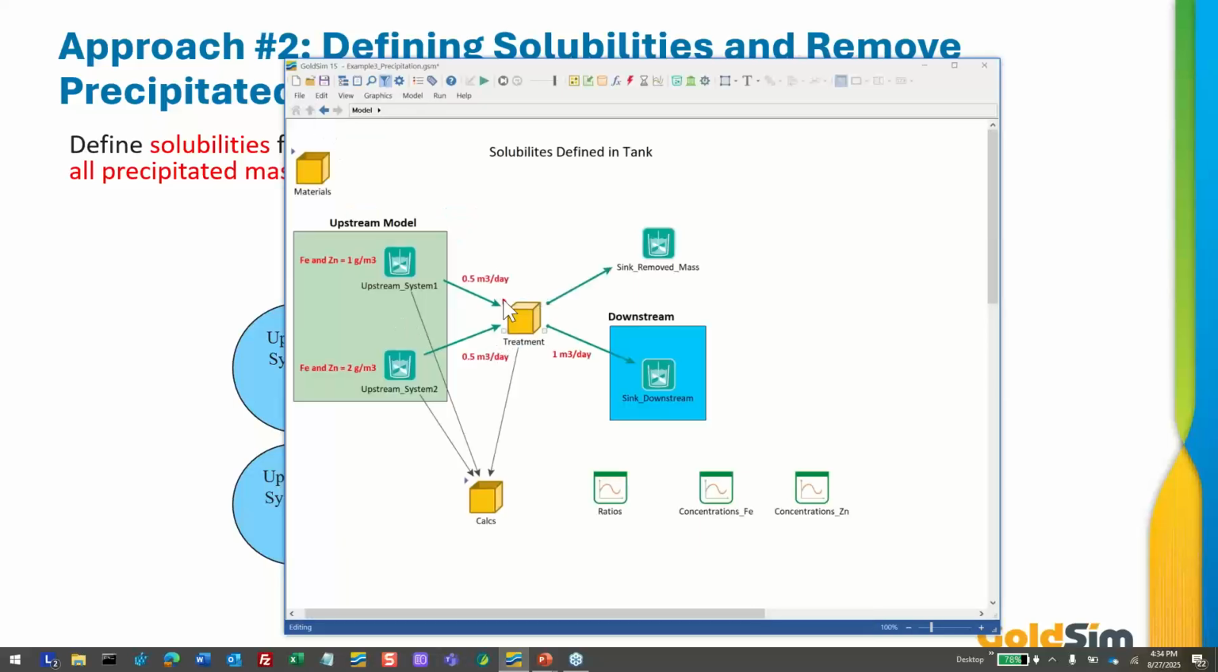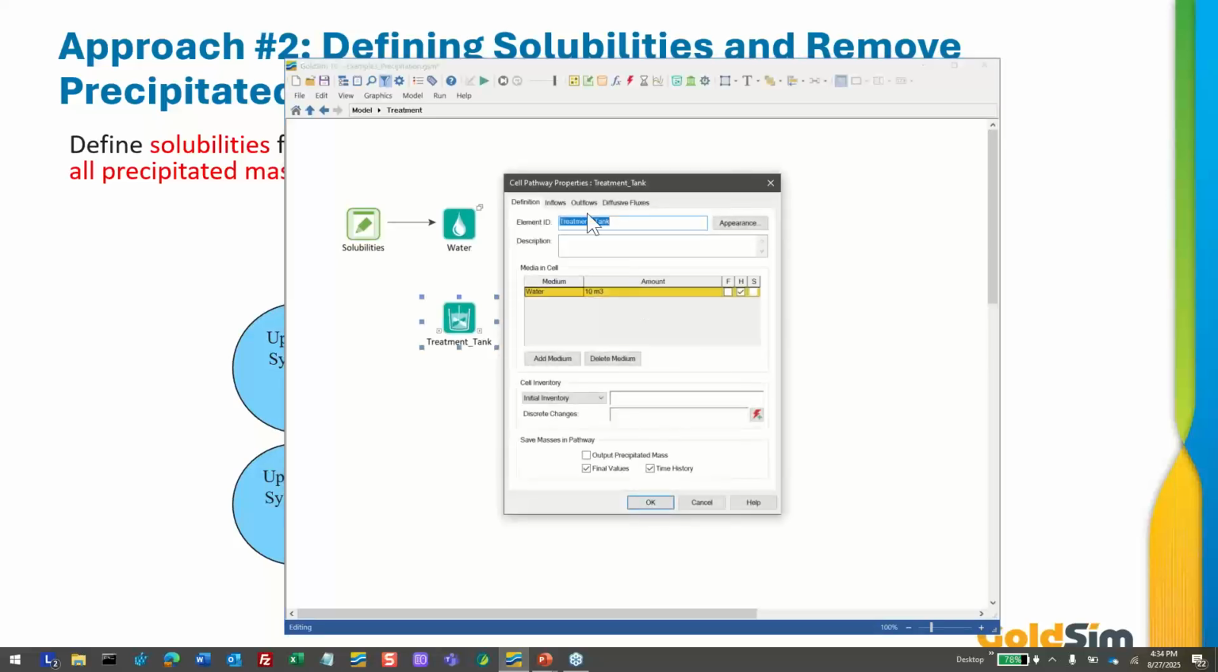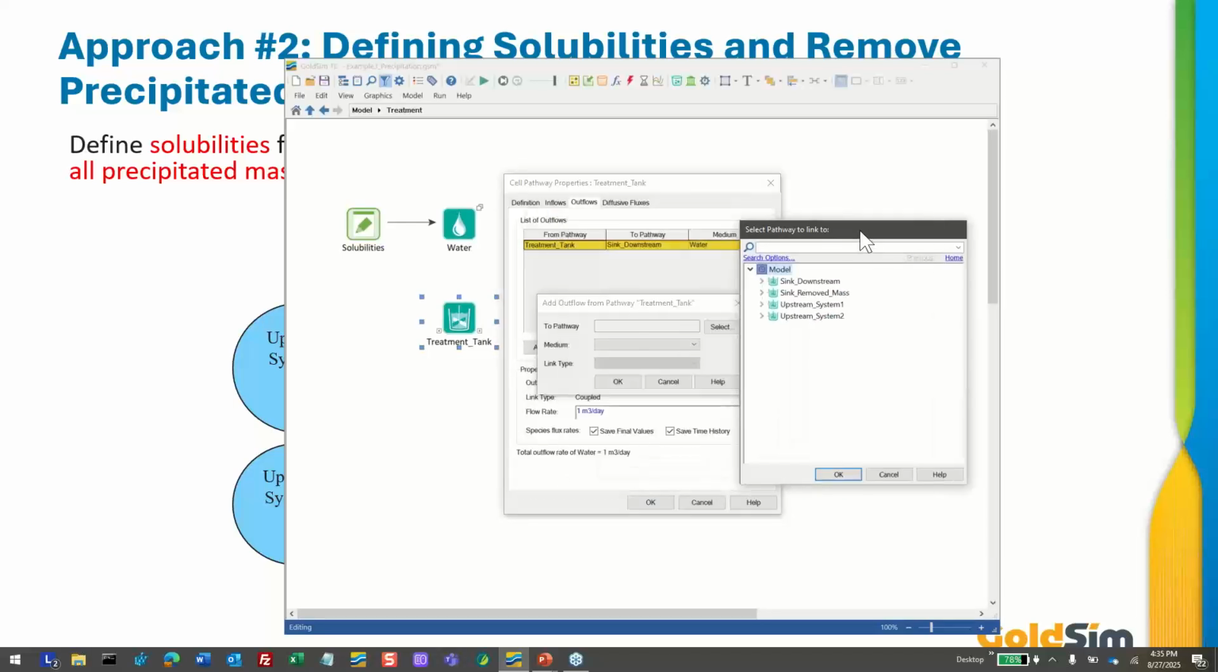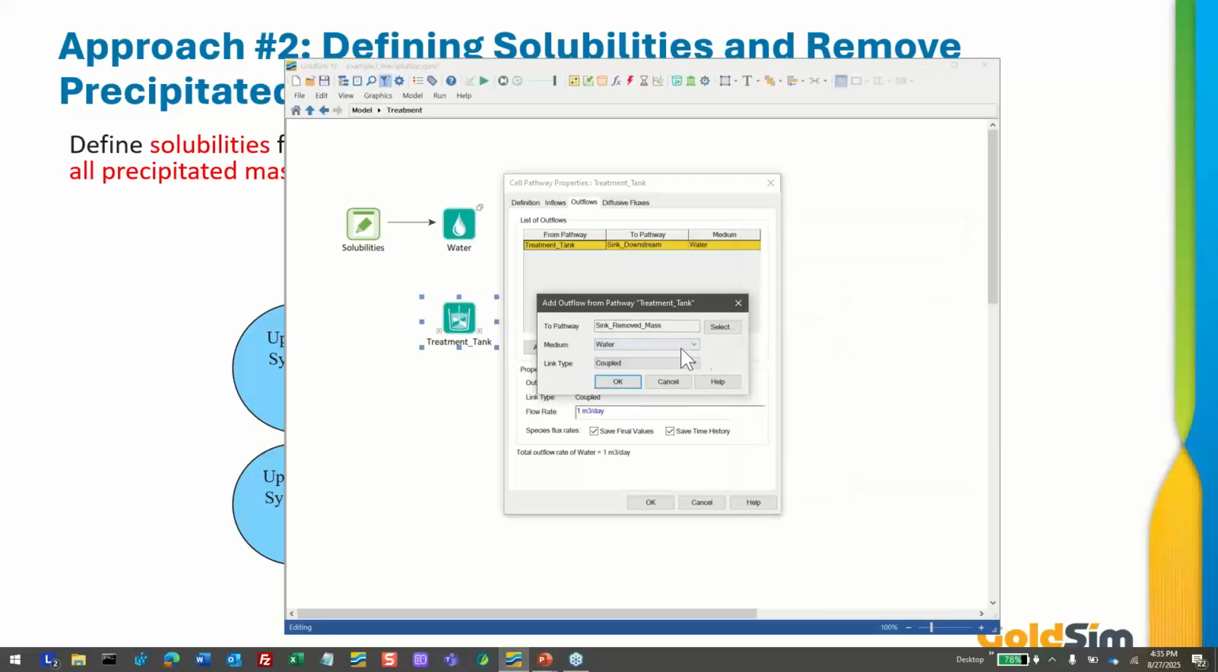All right. If we then go back and look at that treatment tank, once again we've got an outflow that just goes downstream, just like before. But now we've got another outflow that's a little bit different. Before, we used this as the fraction of inflows. Let's delete this and recreate it. I'm going to say I want to remove mass to this thing called sink removed mass. And again, I don't want it to be an effective connection. I don't want it to move water. I want it to be a specialized connection, and it's going to be the precipitate transfer rate. This is the fractional rate at which we're flushing precipitate out of the system, okay?